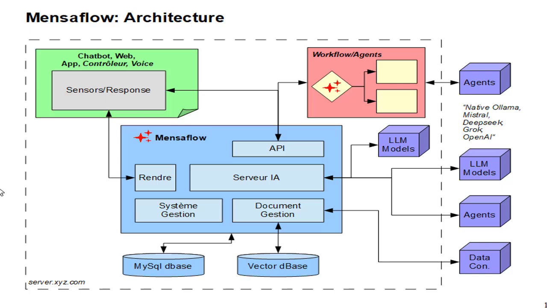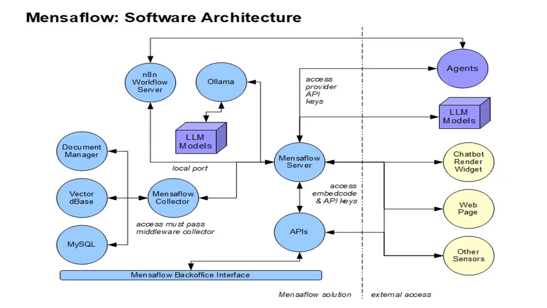Let's take a look at the software itself here. This shows you all the different servers running on the server itself. What's in blue again is on the server. And there's a demarcation of what's internal versus external. On the external side, we have the agents, the LLM models that are available, the chatbox rendering widgets, which are part of the Mensaflow server software but are actually executed on the client side, and web pages, obviously, and other sensors, industrial controls, other types of inputs that could come into the server.